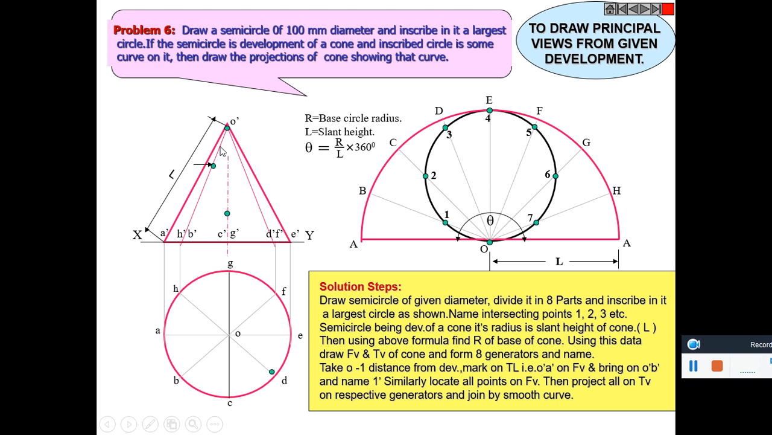First of all, mark these points on the side, and from there it is projected to the generators. Using these points, draw a smooth curve. These points have to be produced downwards to draw the top view as well. Using these points, draw a smooth curve passing through these points.